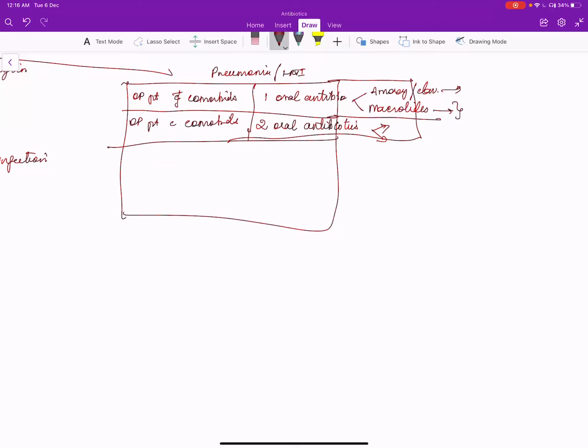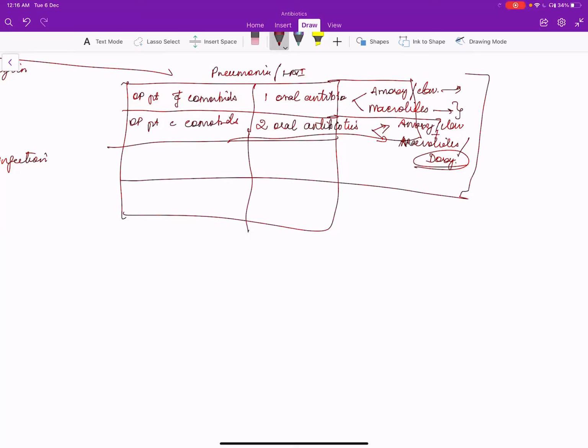But if the patient is an OP patient with comorbidities, definitely both antibiotics. No confusion. Okay. Amoxiclav plus macrolide. Suppose macrolide is not available, we have to use doxycycline. Okay. Now comes the third category. IP patient.